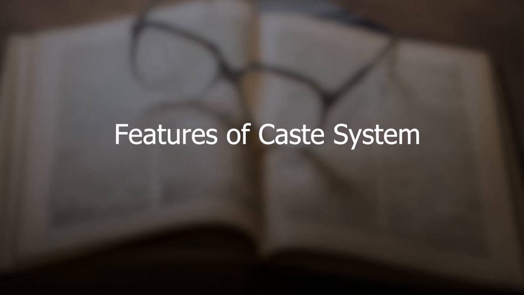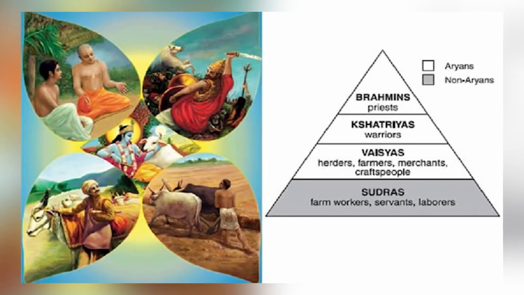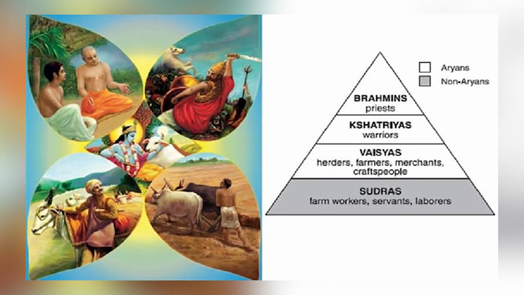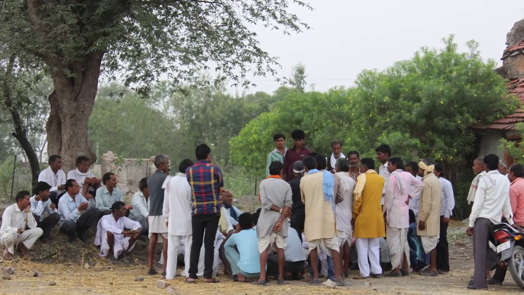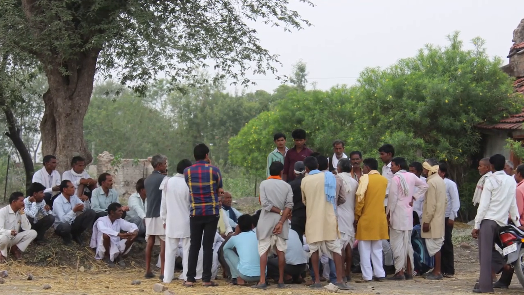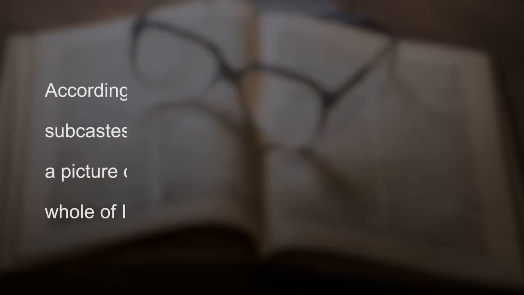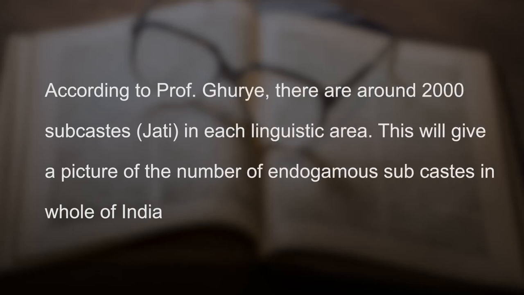Now let us see the features of the caste system. The caste system is not limited to the four Varna system, but developed into Jati, which is a very small endogamous group practicing occupation and enjoying a certain amount of socio-cultural ritualistic autonomy. Every Jati constitutes a caste court in each village and punishes the caste offences. According to Professor Ghurye, there are around 2000 sub-caste Jatis in each linguistic area. This will give a picture of the number of endogamous sub-castes in the whole of India.